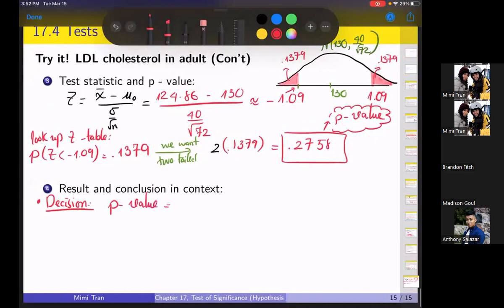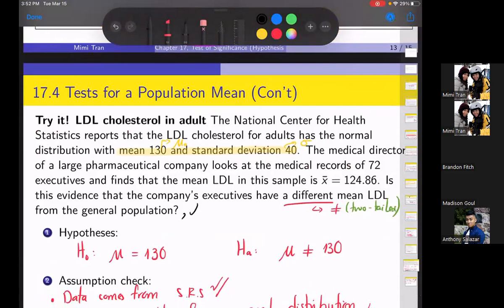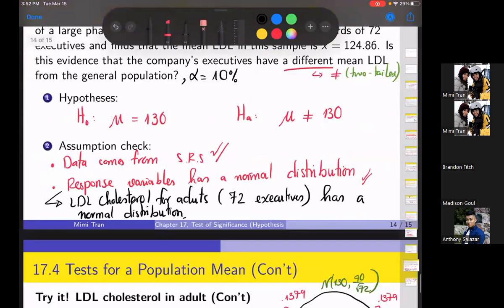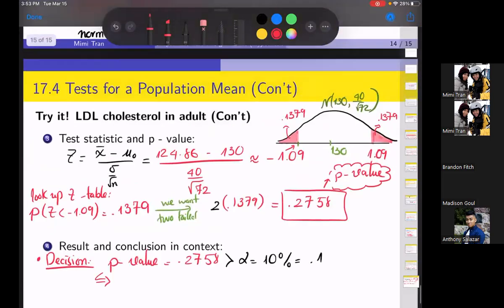The p-value is equal to 0.2758. Oh, I forgot to give you the alpha. Let's just say 10%. Is 0.2758 less than or greater than 10%? It's greater than alpha, which is 10%, which is 0.1. If it's greater than alpha, what do we say? What's your decision?